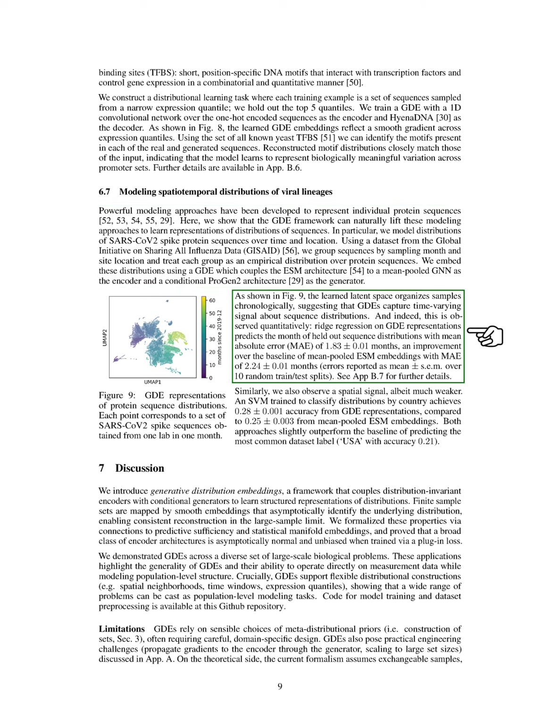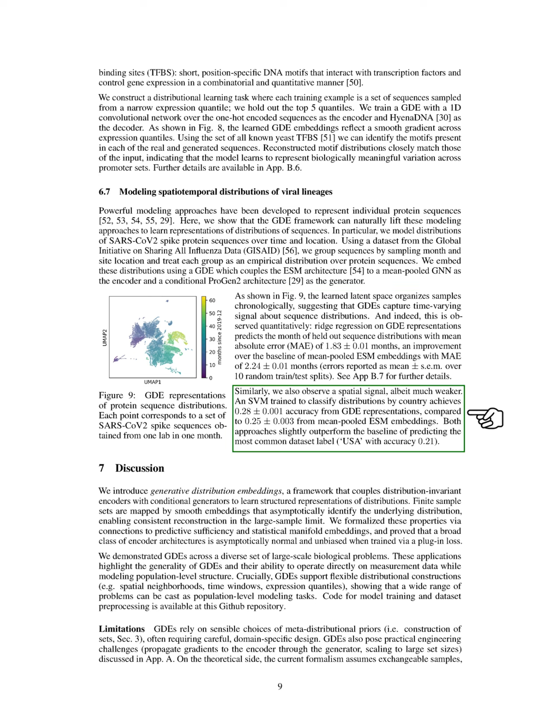Our results indicate that the learned latent space organizes samples in chronological order, suggesting that GDEs effectively capture the time-varying nature of sequence distributions. Quantitatively, we find that ridge regression on GDE representations predicts the month of unseen sequence distributions with a mean absolute error of about 1.83 months, which is an improvement over the baseline mean pooled ESM embeddings that have a mean absolute error of about 2.24 months.